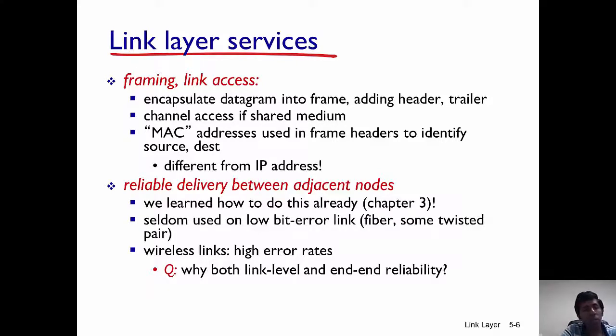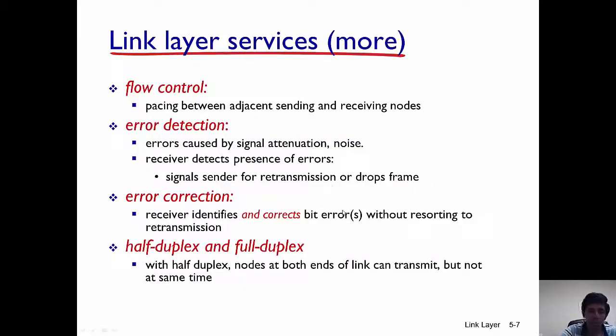And how this reliable data transfer takes place, and how framing and link access also take place, we'll look at in a little more detail later. But for now, I'm just giving you a high-level abstract view of the services provided by the link layer. The link layer, I would like to mention, also gives flow control. It does error detection and error correction in some cases, and it's both half duplex and full duplex. So these are the different services provided by the link layer. We will begin by talking about error detection and correction in this lecture.